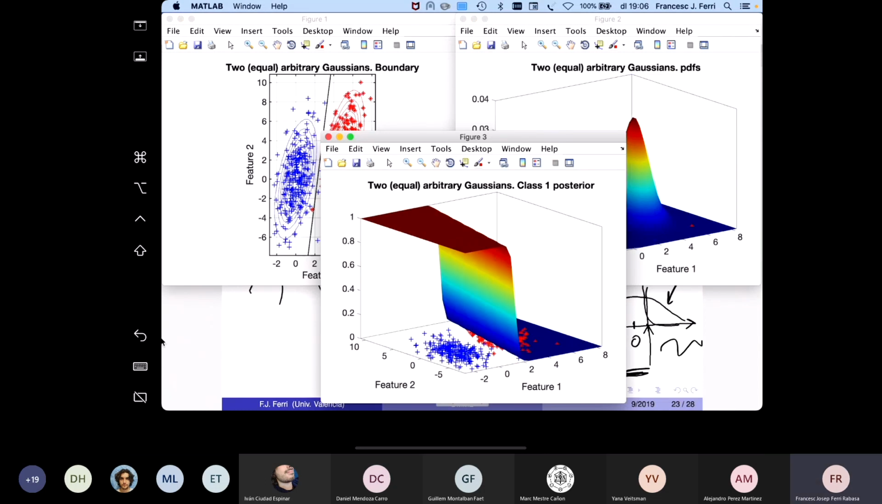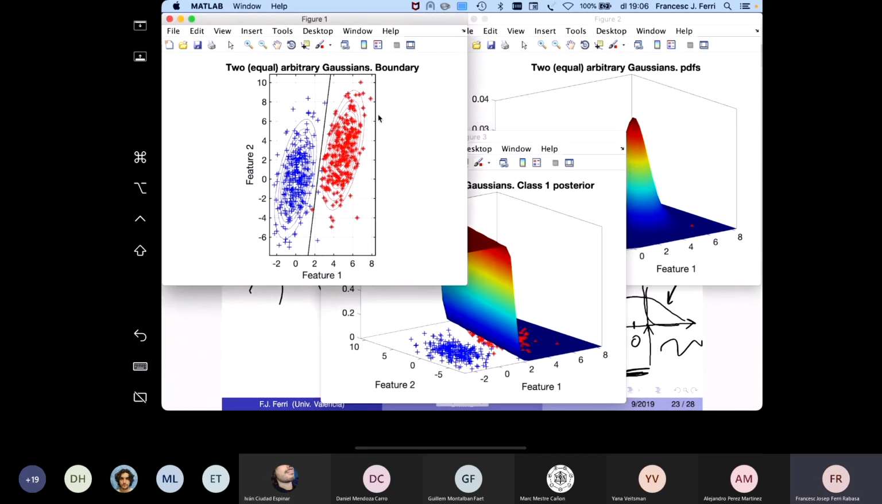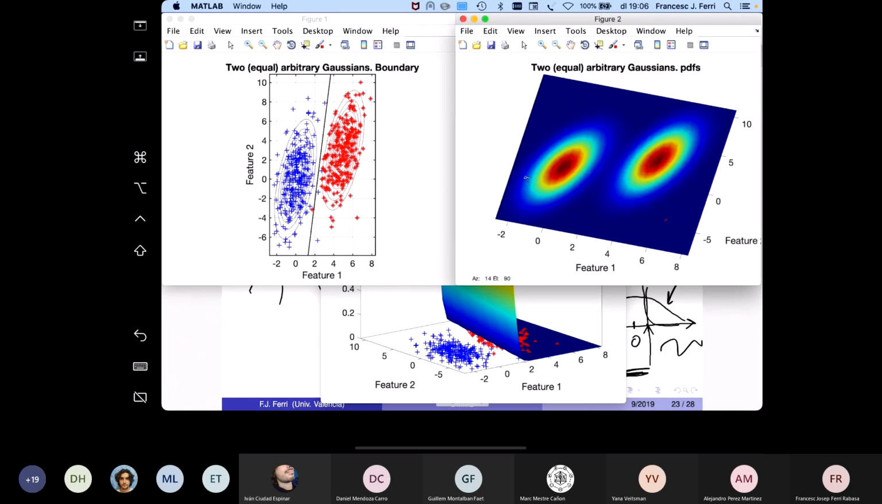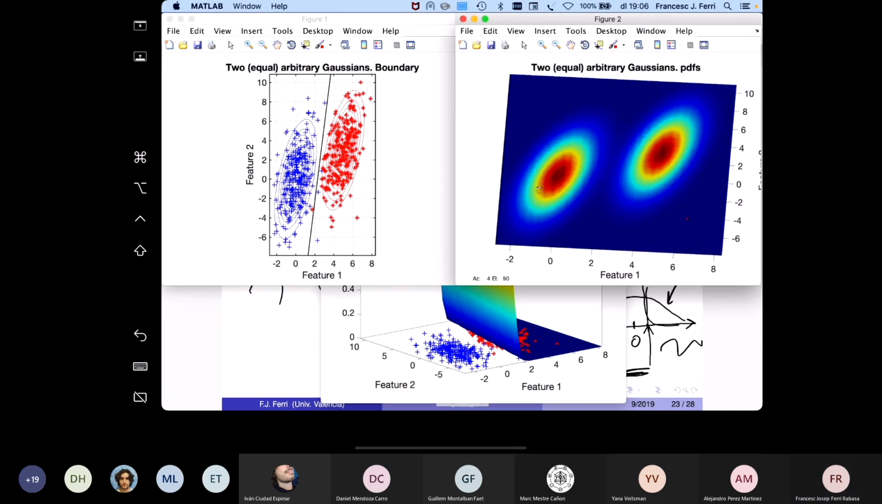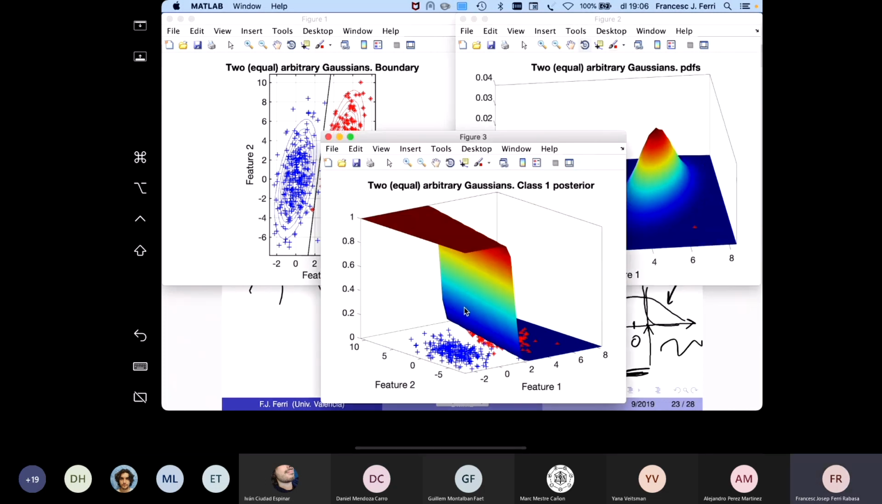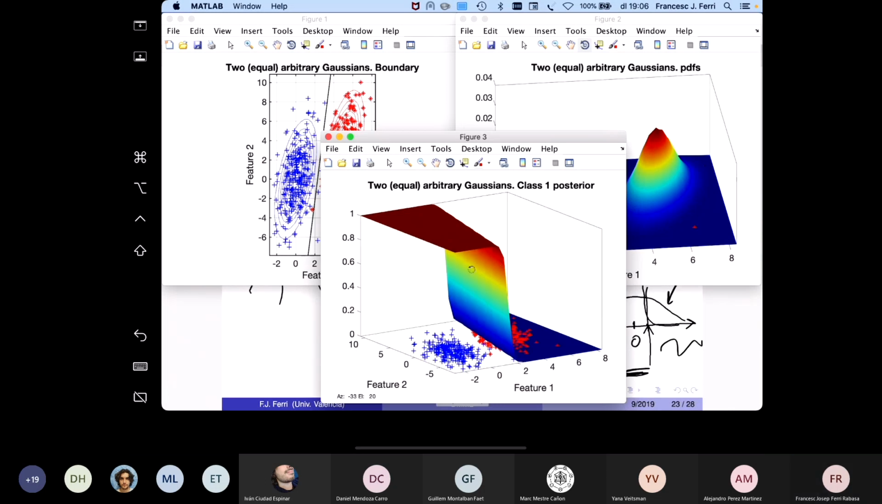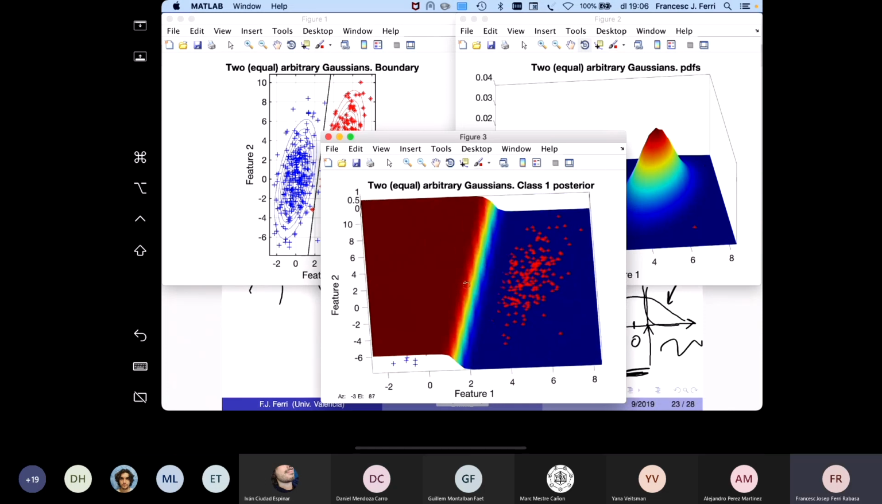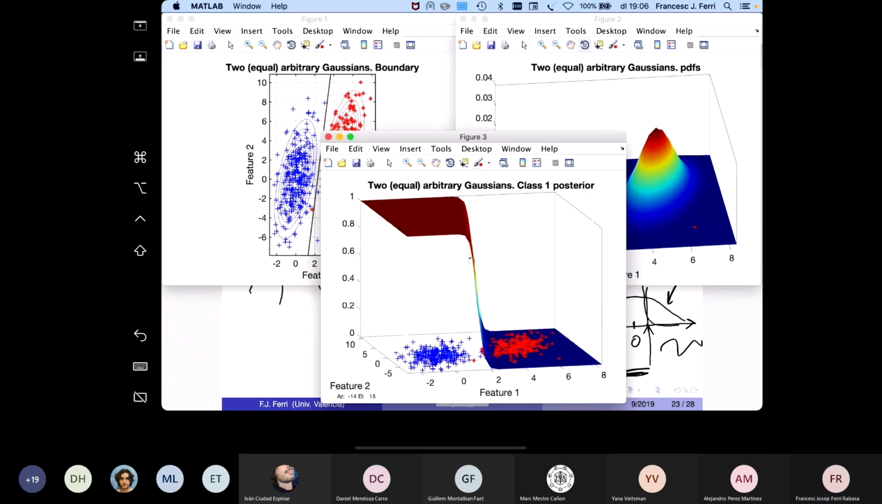For example, now we have arbitrary Gaussians, but the same for the 2 classes. Now, as you can see, they are not hyperellipsoidal, but the boundary is linear, as you can see.